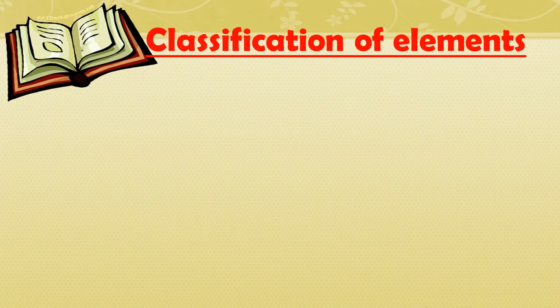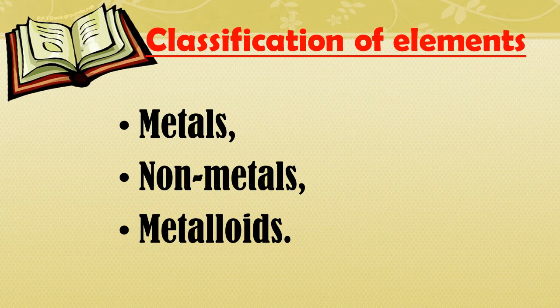Alright, now student, let's start classification of elements. Here in this lesson we have to study different types of elements, that is metals, non-metals and metalloids. We will study different theories related to the elements and the periodic table also, and different types of property trends related to the metals, non-metals and metalloids. So let's start.